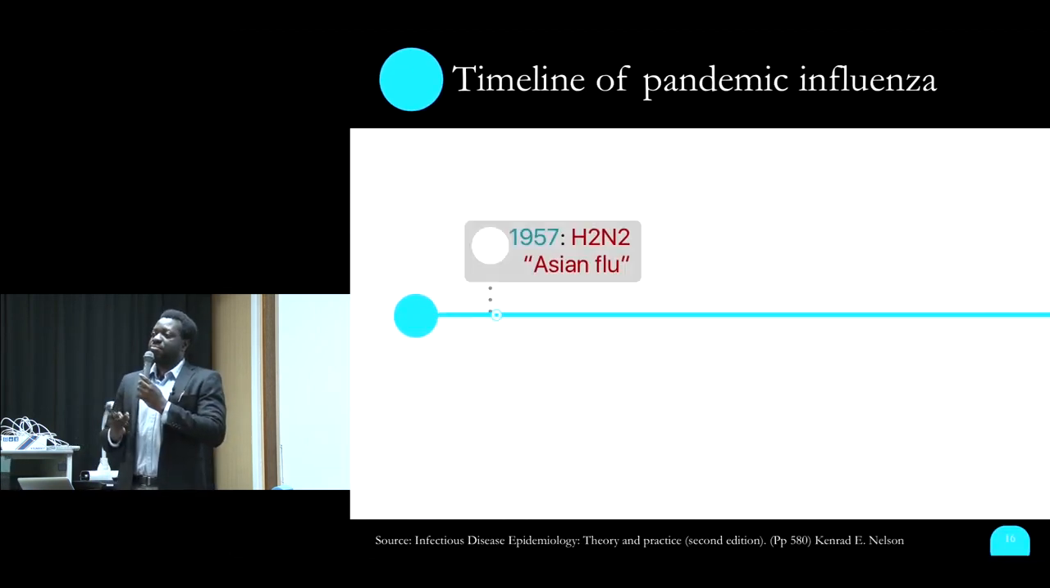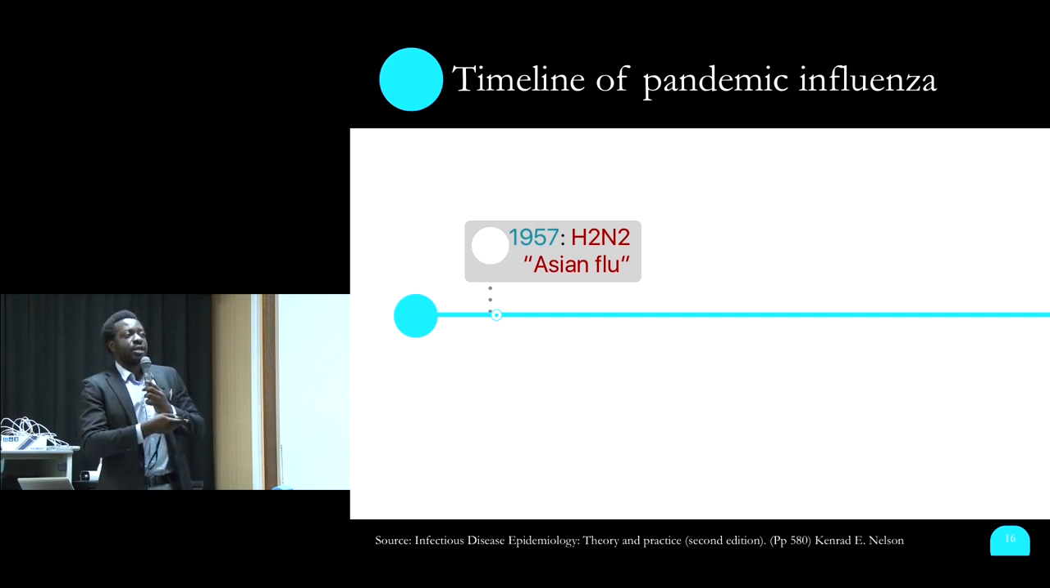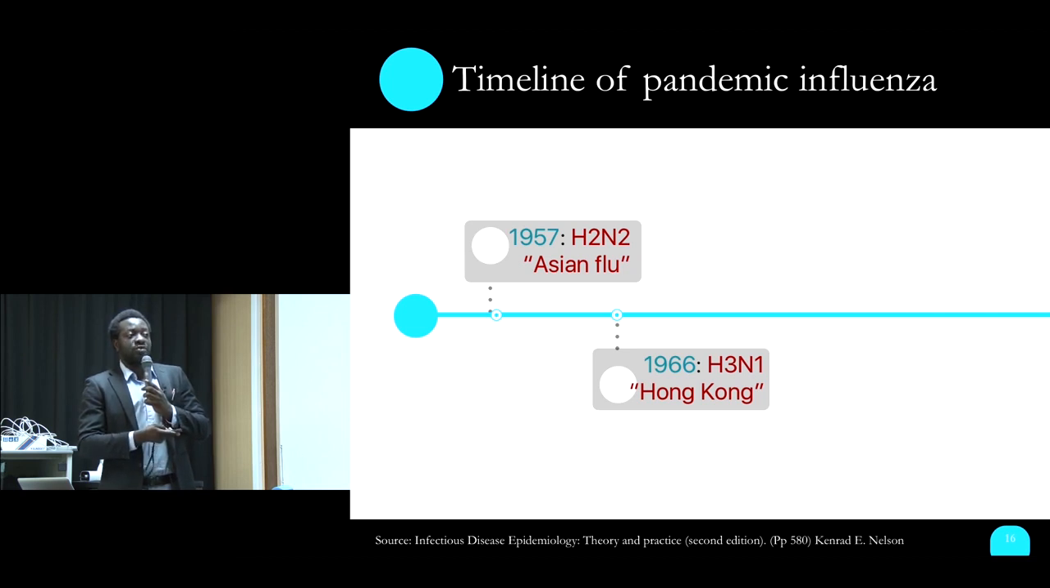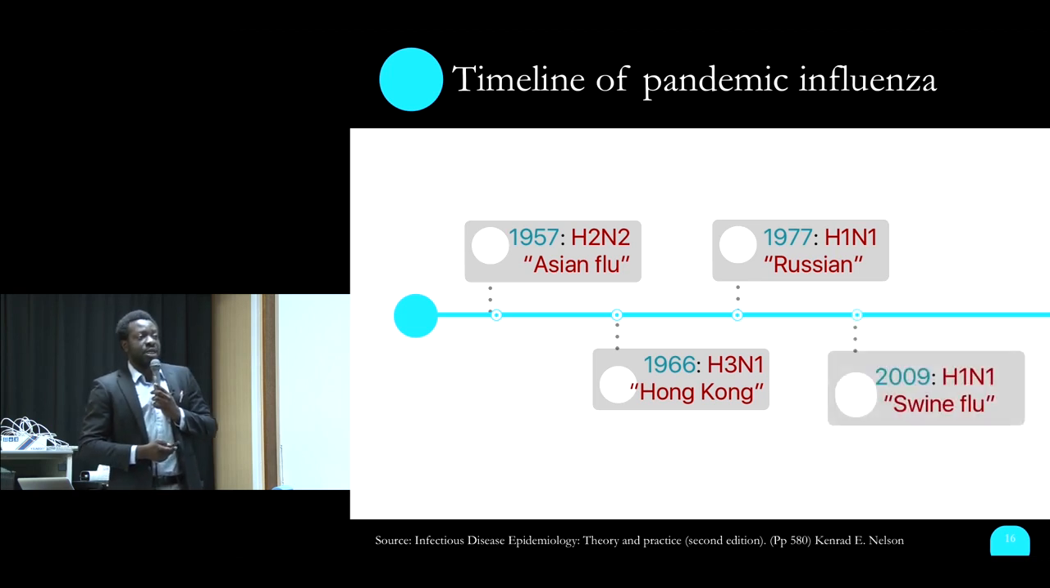But since the Spanish flu in 1918, there have been a lot of other influenza pandemics. We had the 1957 H2N2, the Asian flu, the Hong Kong flu in 1966, and we had the Russian flu in 1977. And the most recent one was in 2009. I'm sure everybody here remembers the 2009 swine flu.